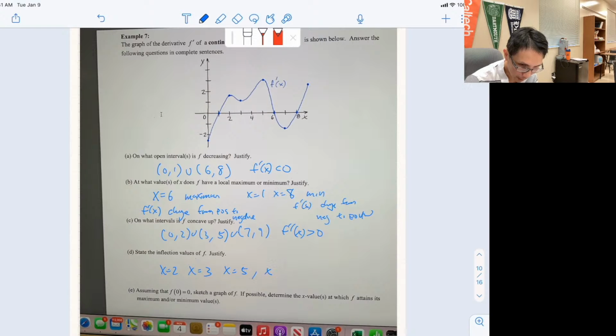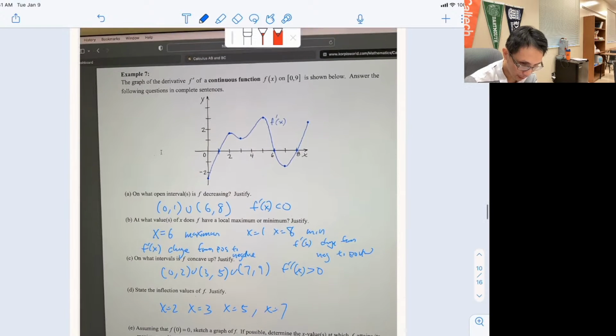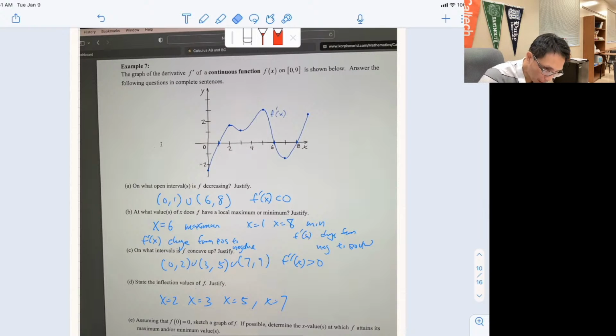5, and then x equal to 7. That's a lot of stuff. Now I will do a number line test because it will make things easier for me to sketch this graph. So I'm going to do a number line.